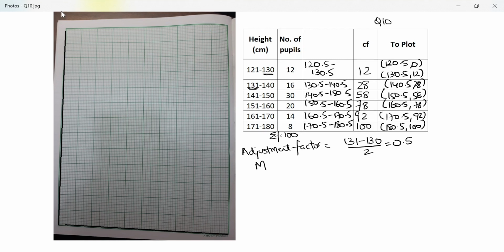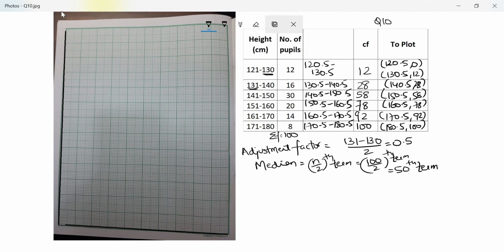Perfect. So my median will be the n by 2th term, in this case 100 by 2th term, which is the 50th term. So let's look at which is my 50th term. To draw that, first I'll need to draw the graph. So let this be 0. On the x-axis I need to go from 2, 3, 4, 5, 6, 7. So I can take a gap of 10.